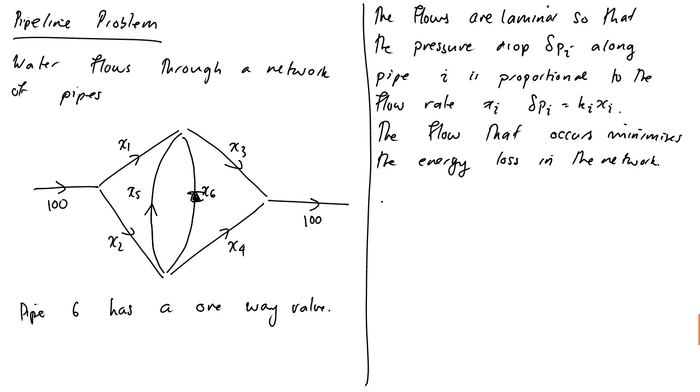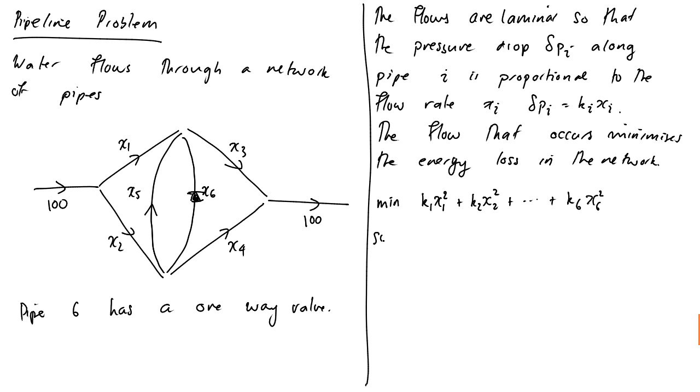Okay, so what is the energy loss? Well, basically given by this expression here. The amount of power being used, or energy being lost, is given by the sum of the resistances times the flows squared. This is like your I squared R losses for those electrical engineers out there.